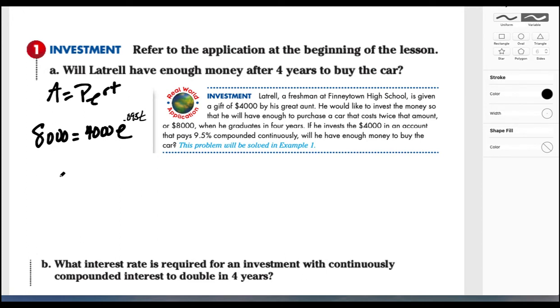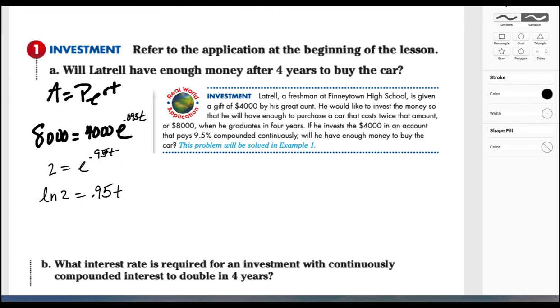Well, think about what we would do. We would divide both sides by 4,000, so we get 2 is equal to e to the 0.095t, right? Then we take the natural log of both sides, because we're dealing with e, and to undo this exponential situation, we use the natural log. So we have the natural log of 2 is equal to, now if we take the natural log of this side, swoosh, bam, everything goes away, and we end up with 0.095t. You understand what I meant? My little swoosh, bam.